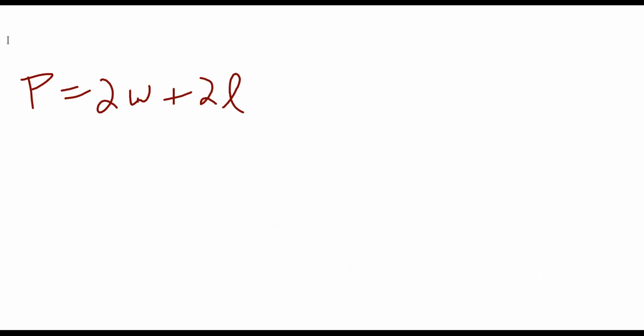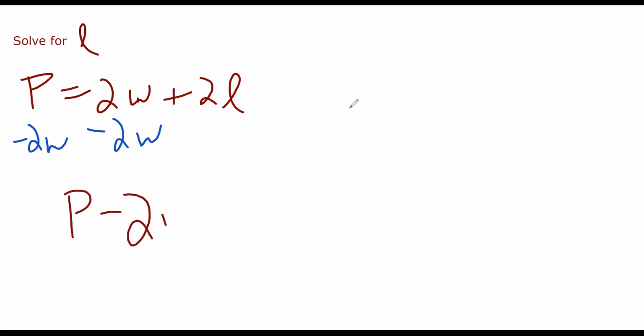All right, so now all we gotta do is solve for the length L here. What we gotta do is move the 2W over so we can get the 2L by itself to start with. So I'm gonna take 2W away from both sides. It's the same process. Because we don't know what P and W are, we can't physically do the subtraction yet. All I can write is P minus 2W equals 2L.